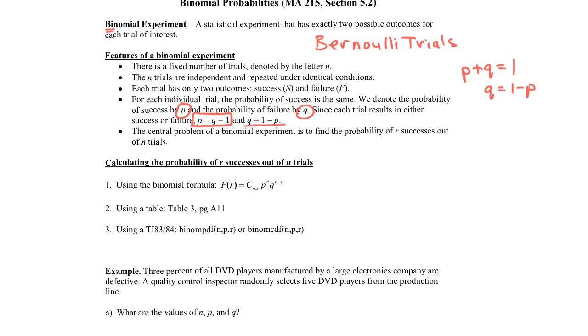If P plus Q equals 1 and you want Q by itself, you subtract P from each side and get Q equals 1 minus P. A lot of times you'll be given P, the probability of success, and you won't be given Q, but you pretty much know what it is because P plus Q have to add to 1. There are only two outcomes for a Bernoulli trial or a binomial experiment. The probability of success is P, the probability of failure is Q, so they have to add up to 1. And the central problem of a binomial experiment is to find the probability of R successes out of n trials.